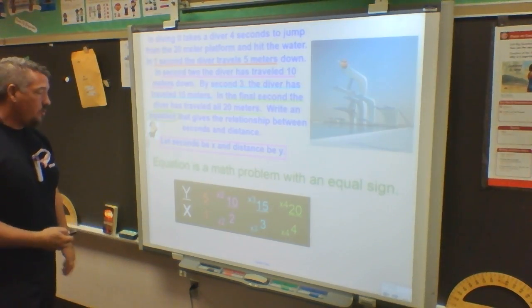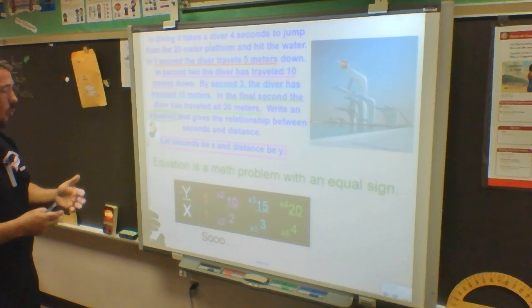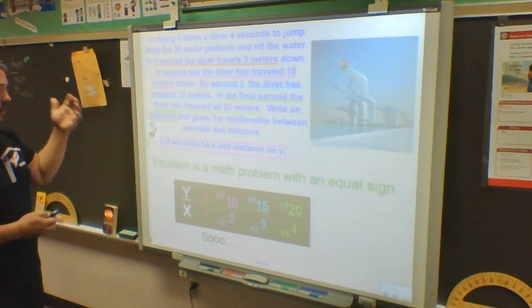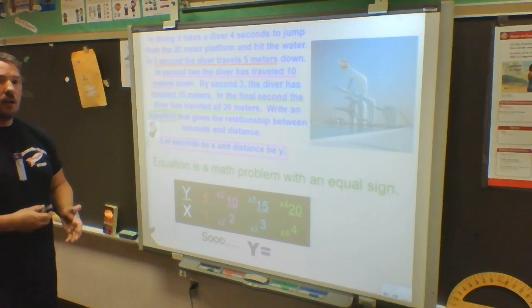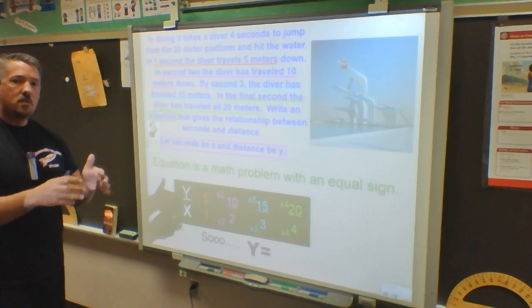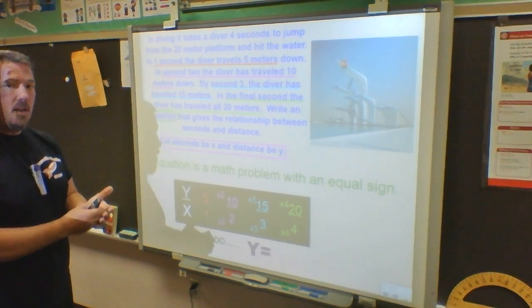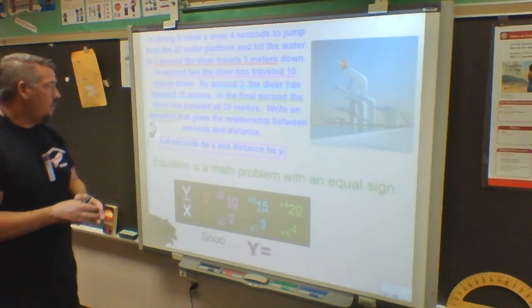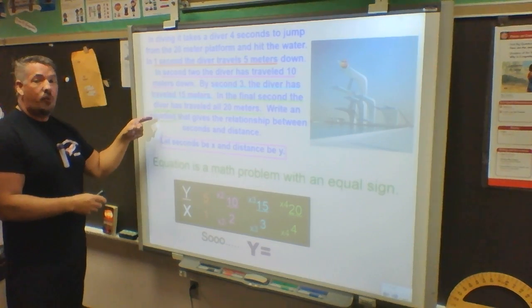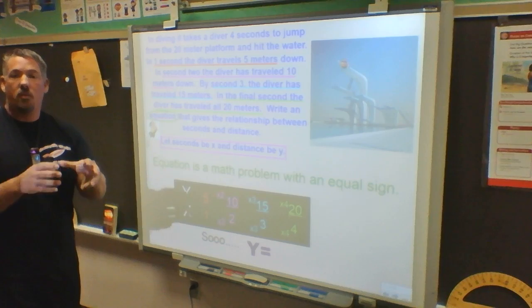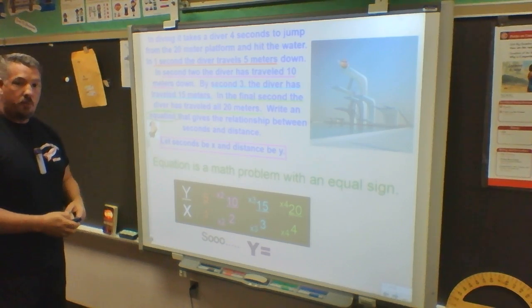So if I know that's true, then I have to figure out what I'm looking for. So I'm going to be solving for Y. And what is Y always going to be equal to? I'm not looking for a number once again. And that's where some of you are going to struggle. I'm not looking for a number, I'm looking for an equation. I'm looking for a math problem. So what's the math problem?